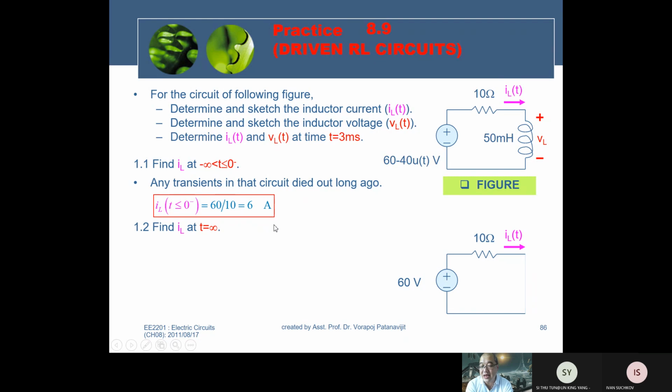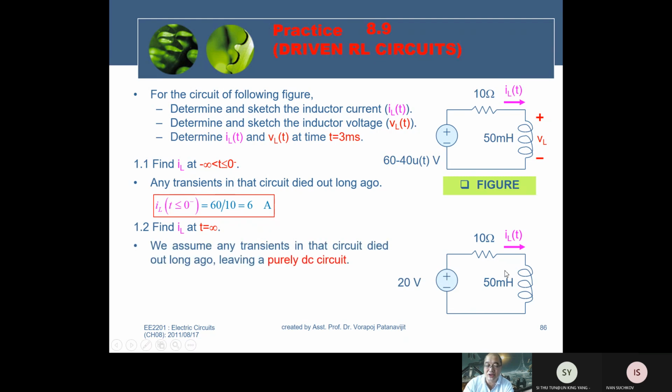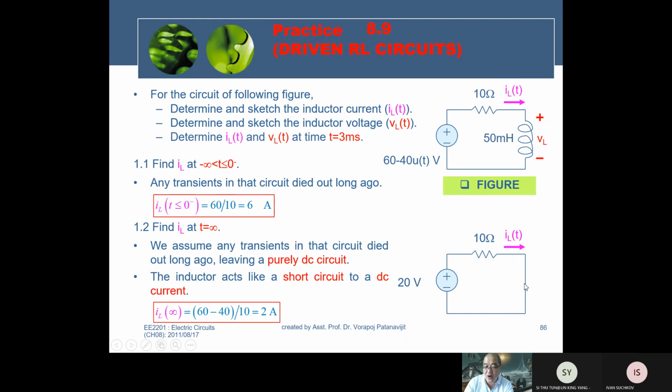The second step determines IL for time infinity. For time infinity, UT equals 1, right? If UT equals 1, the voltage source will be reduced in size to 20 volt instead, okay? And the inductor performs like a short circuit again. We assume any transient in the circuit died out long ago, leaving a pure DC circuit, and the inductor acts like a short circuit to the DC current. Therefore, you can determine I from Ohm's law. I equals V divided by R, equal to 2 amp.